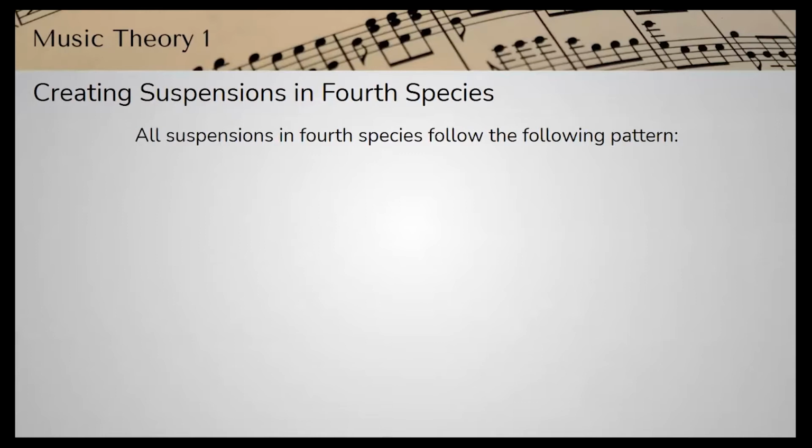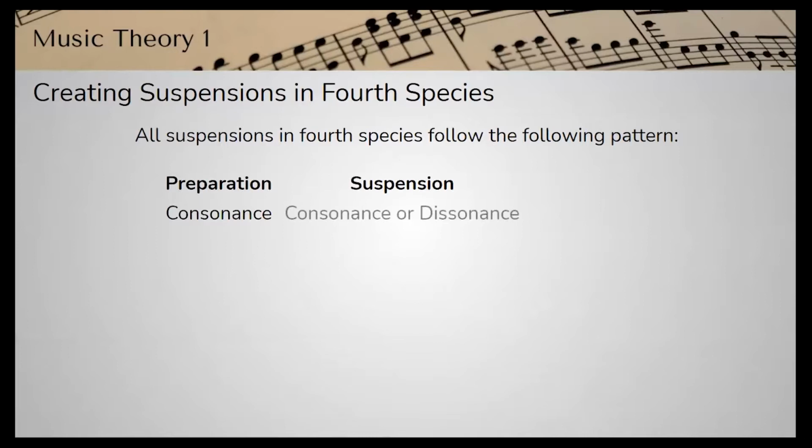Fourth species counterpoint deals with suspensions, and suspensions always follow the same pattern. You prepare the suspension by having a consonant interval. You suspend it over the bar line, and that suspension can either be a consonance or a dissonance. And then that suspension needs to resolve to a new consonance.